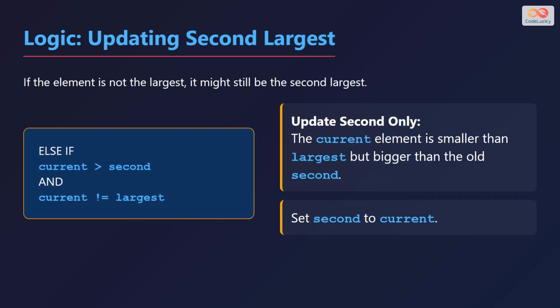There is another case. What if the number is smaller than largest but bigger than second? We check if the current number is greater than second and not equal to largest. If true, we simply update second to be this number.